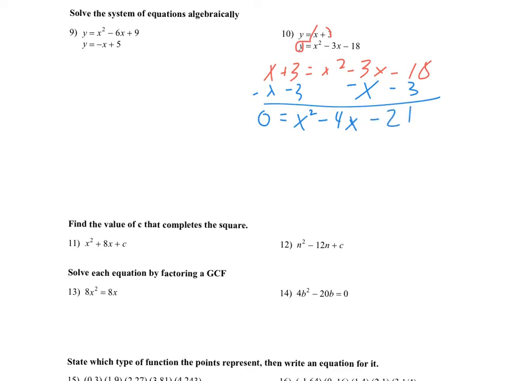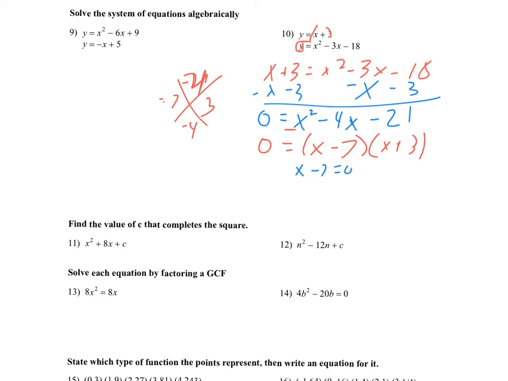And now I'm going to factor that. So we're going to think of two numbers that multiply to negative 21 and add to negative 4. So that'll be negative 7, positive 3. I can do my shortcut here since we don't have a number in front of x squared. I can just say x minus 7 and x plus 3. However, now I need to set those equal to 0 and solve. So x equals 7 if I add that 7 over. And if x plus 3 equals 0, I would subtract the 3 and say x equals negative 3.